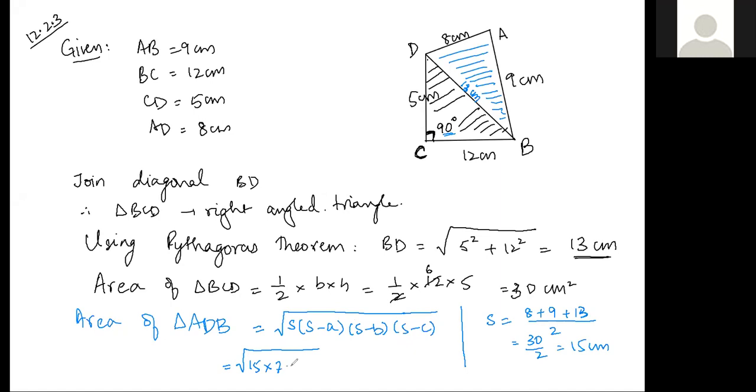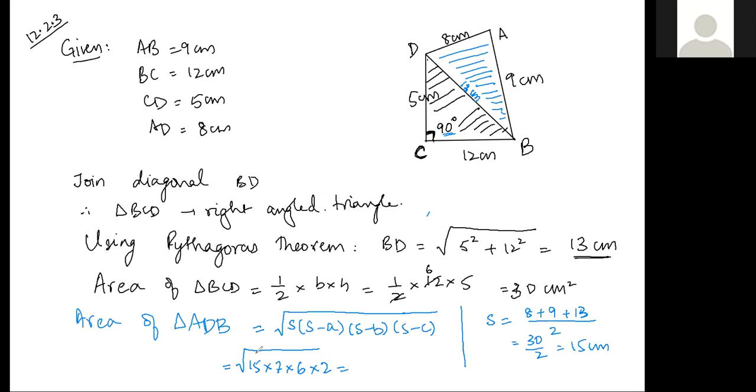7. 15 minus 9? 6. 9 plus 6 is 15. Yeah. And 15 minus third side, which is 13, is 2. So now we factorize this and you'll be able to get... 7 and 2 we can't factorize.